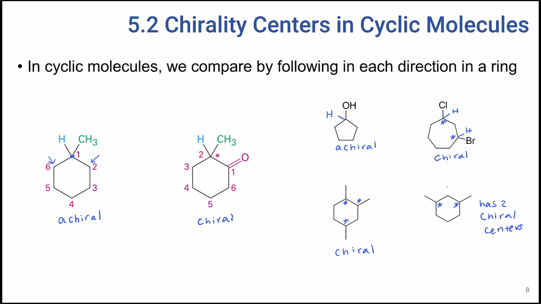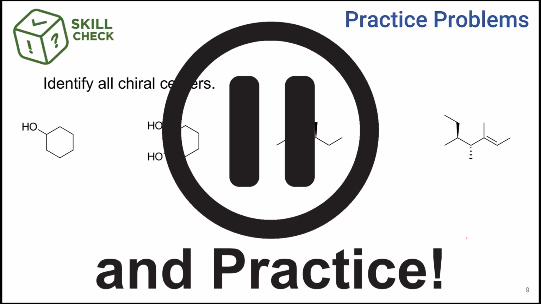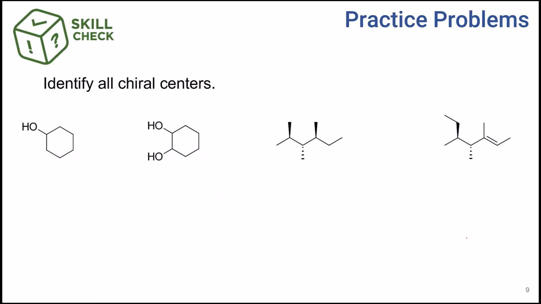But overall, this is achiral, because I can draw a mirror plane where one half matches the other. So you can have chiral centers, but still have the molecule be achiral. So here we're going to identify all the chiral centers. We're going to look to see that we have sp3 carbons in 4 different groups.